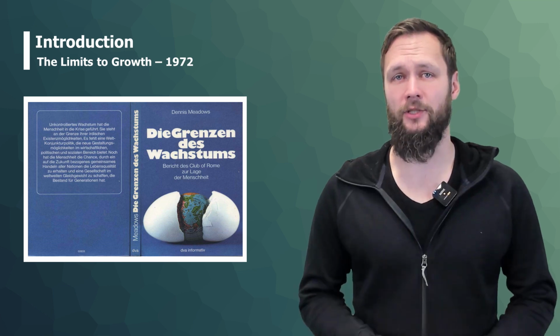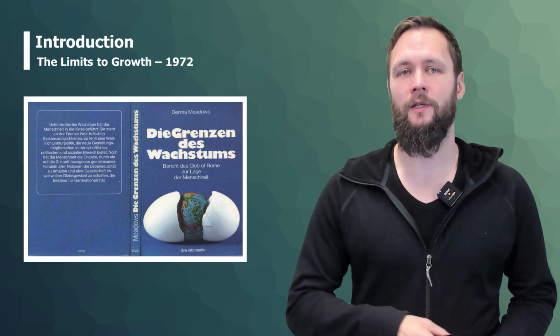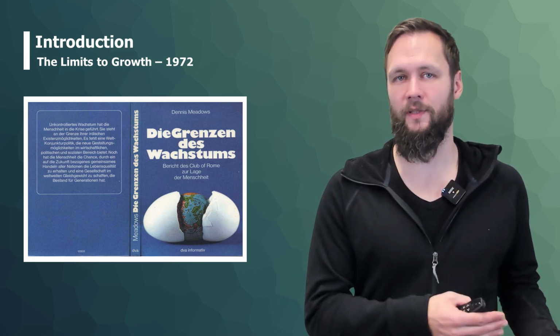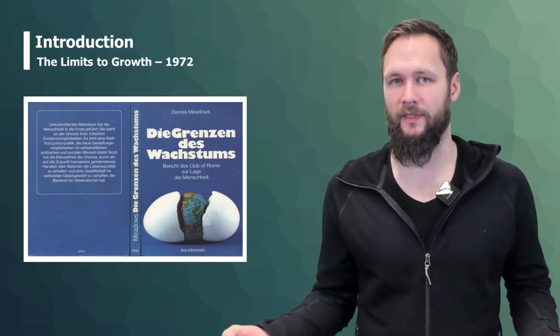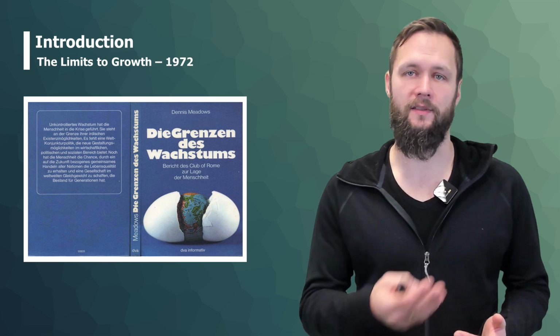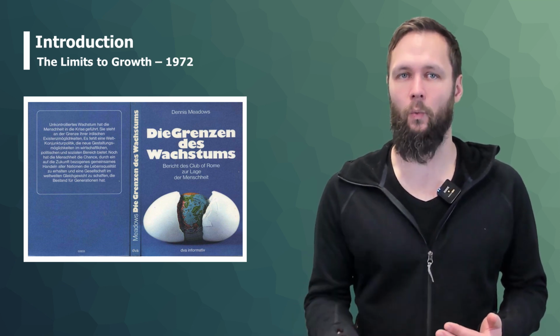And as I already mentioned, the model itself is quite old. It was published in 1972, so it also makes sense to think about how the assumptions that we made for the model change over time, over the last 50 years or so, and how closely the prediction of that model fits what is actually happening in our world.